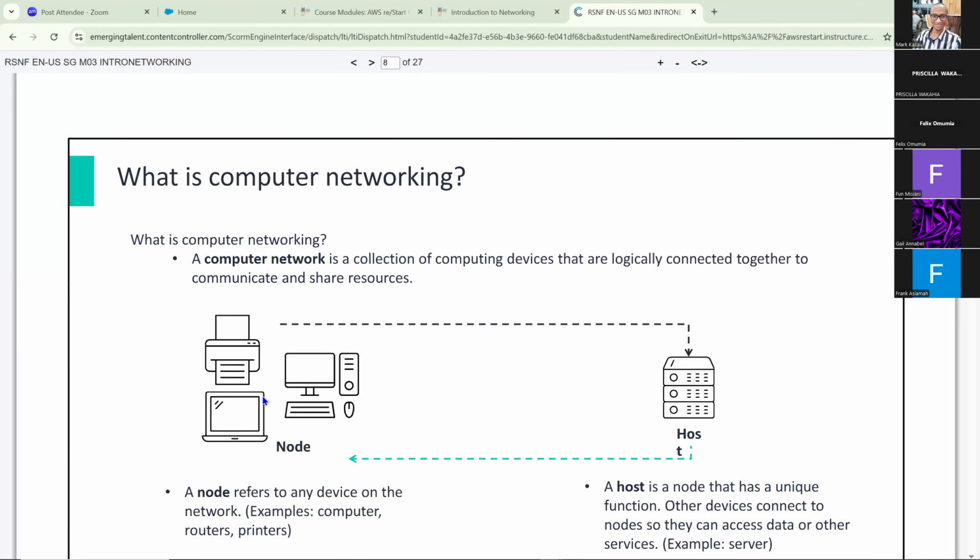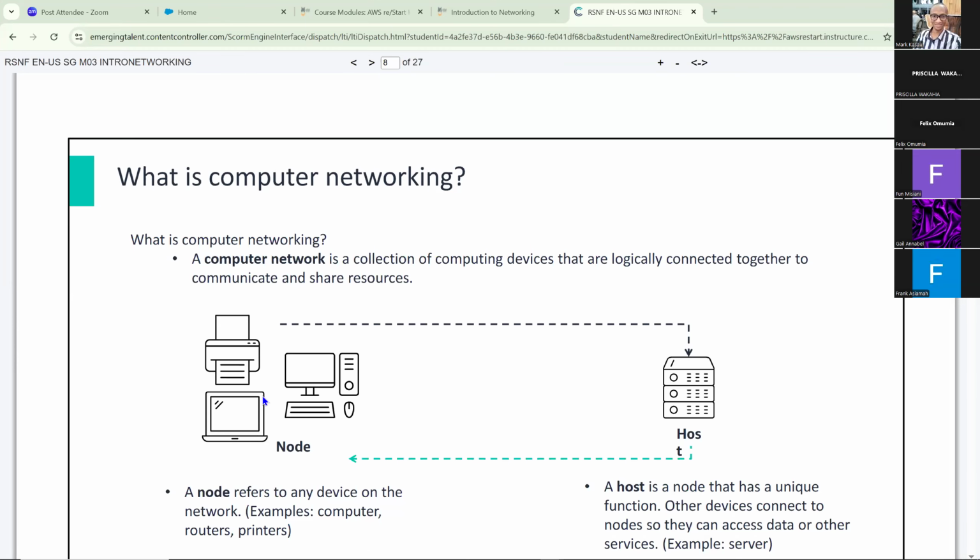Now, a computer network is a collection of computing devices which are logically connected together to communicate and share resources. So when we are thinking about a computer network, think of it as a collection of computing devices, and computing devices can vary in their types. And then these computing devices are logically connected together to communicate and share resources.